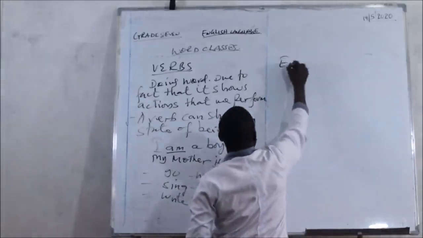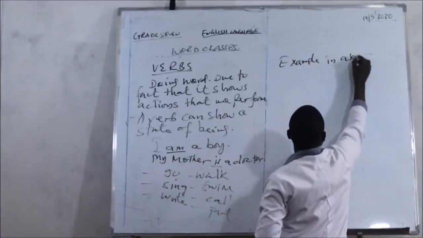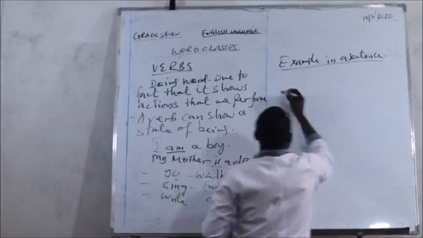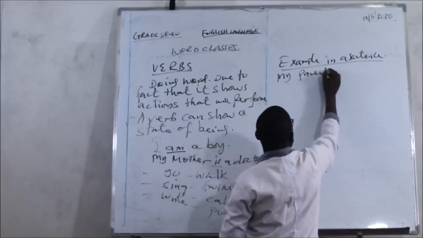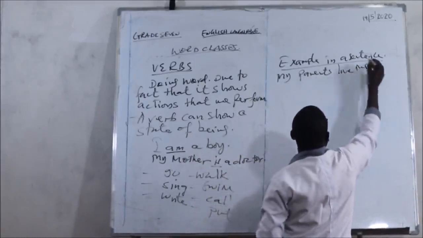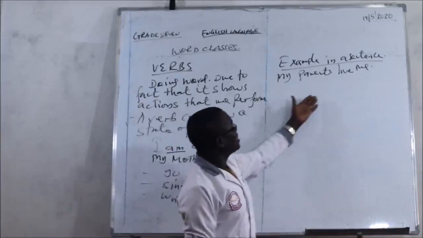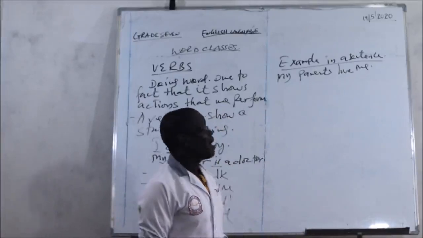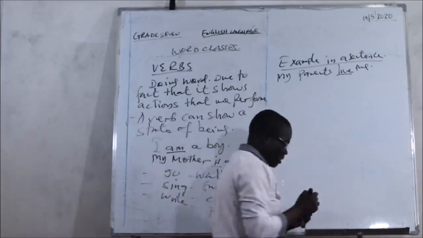Example in a sentence. My parents love me. In our sentence here, we have got a word that shows action which my parents do. That word is none other than love.